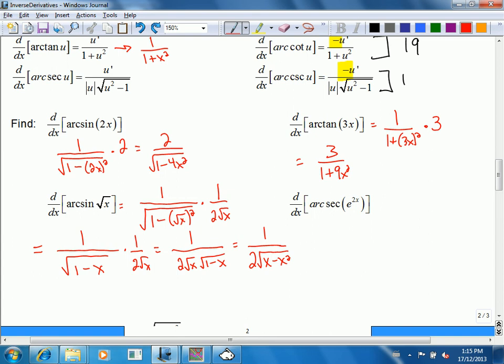So here, if I've got the arc secant of e to the 2x, e to the 2x is what goes into this pattern here, and then I'm multiplying it by its derivative. So I'm going to just follow the pattern, which says it'll be 1 over the absolute value of e to the 2x times the square root of e to the 2x squared minus 1. And this has to be multiplied by the chain rule here for e to the 2x. So that's what I would get after all of that. I would have to multiply in e to the 2x times 2. I'll do a little simplifying here so you can see what would happen.